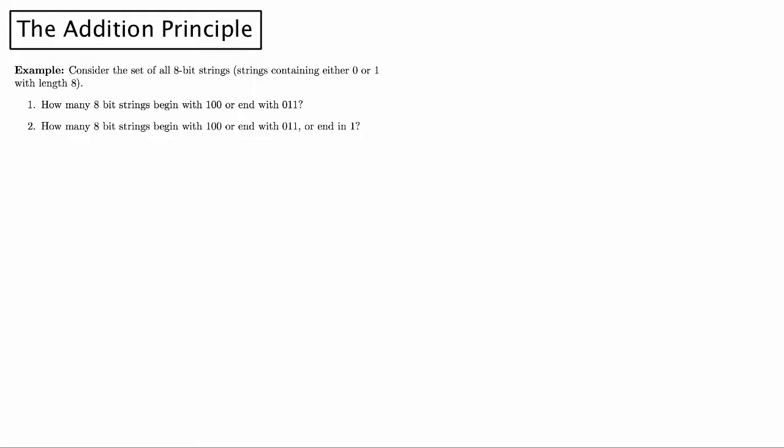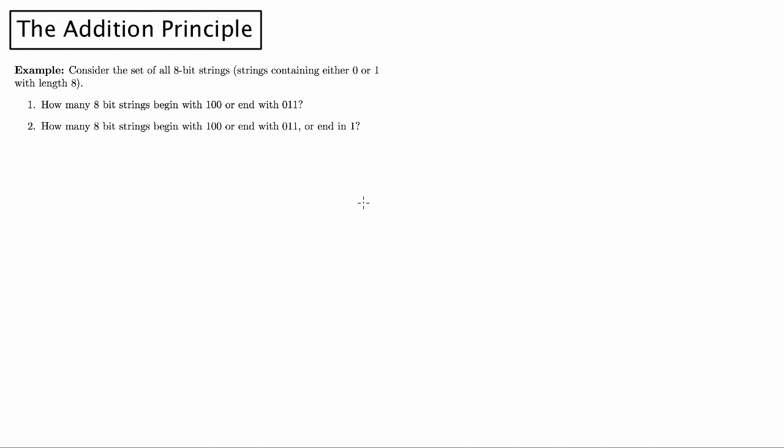Welcome to another podcast. In this episode, we're going to be taking a look at the addition principle. The addition principle is basically how to count unions, and so we're going to be looking at problems that involve set unions. The example that we have before us here is that we want to consider the set of all 8-bit strings. So remember, a bit string is a string that contains either zeros or ones for each entry, and an 8-bit string has length 8.